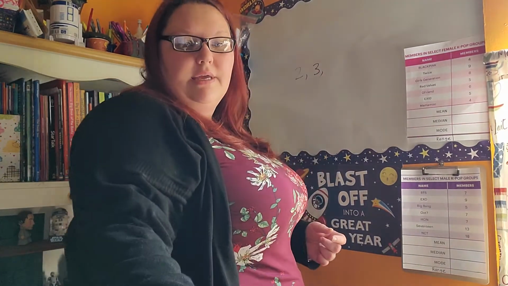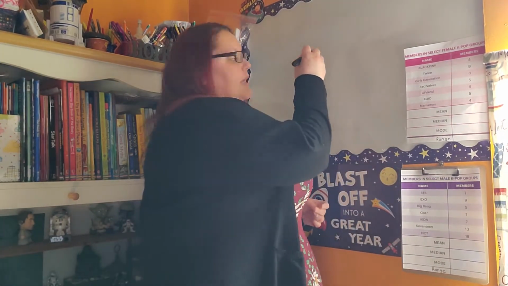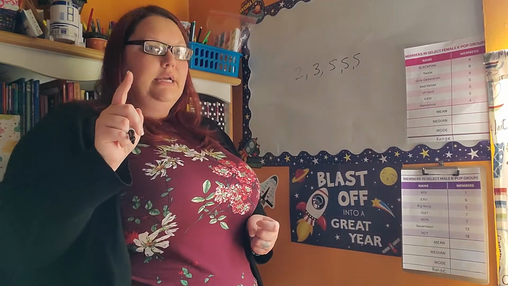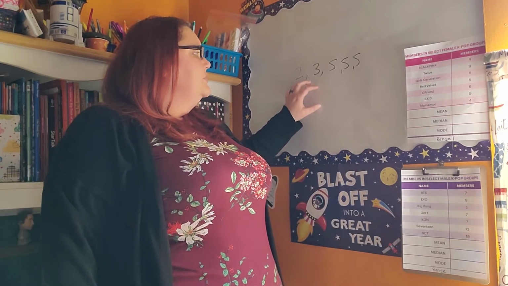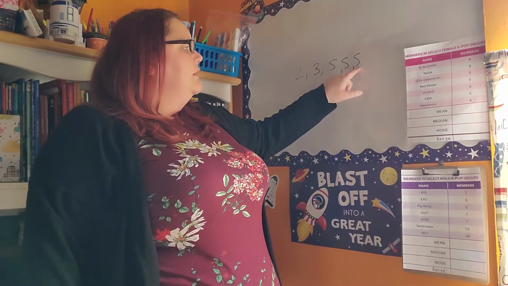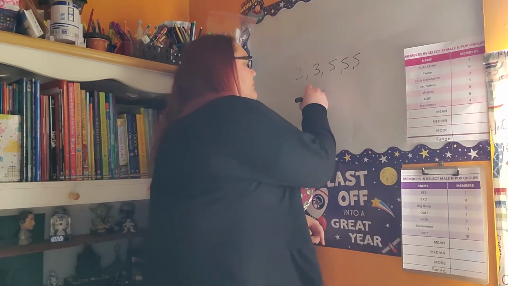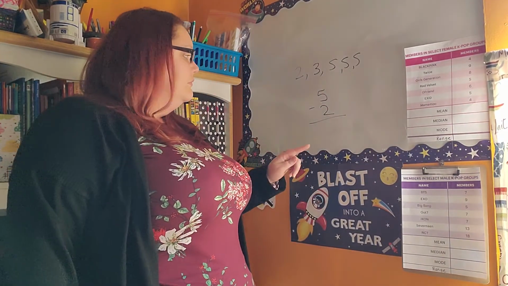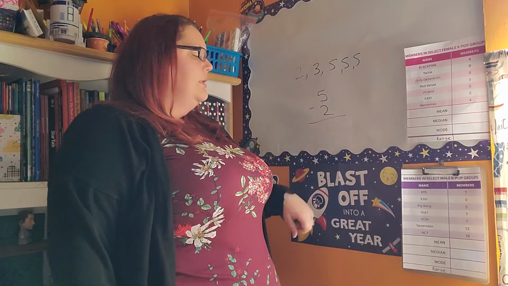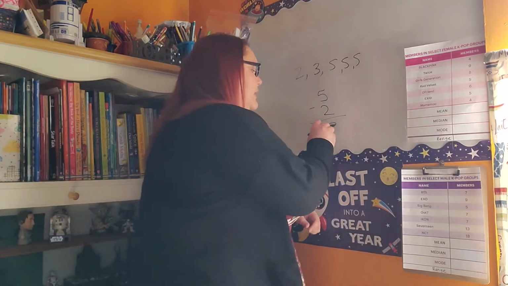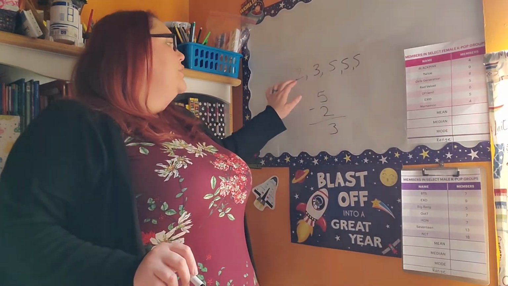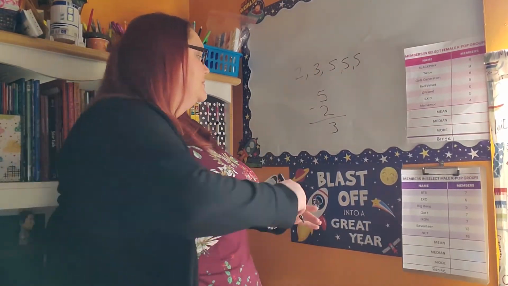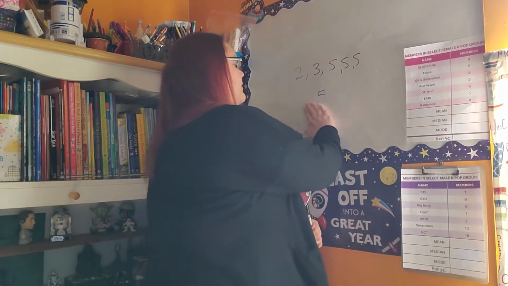What was our data on that? 2, 3, 5, 5, 5 for our dogs, right? We forgot to do range. So for our range, we're going to take our biggest number and we're going to minus our smallest number, right? And what do we get? 3. So our range is 3. It goes from 2 to 5, and that is 3 spaces. So our range is 3.